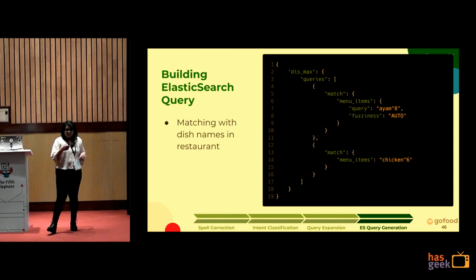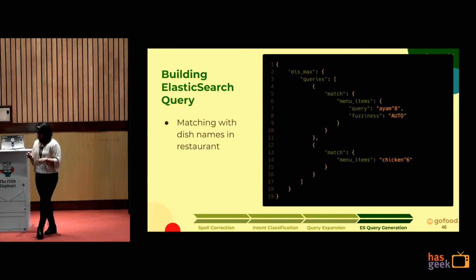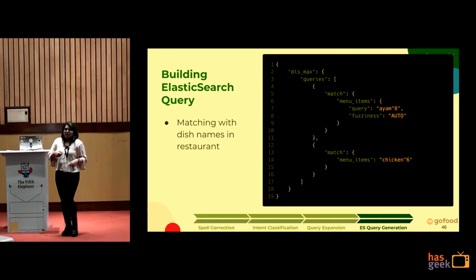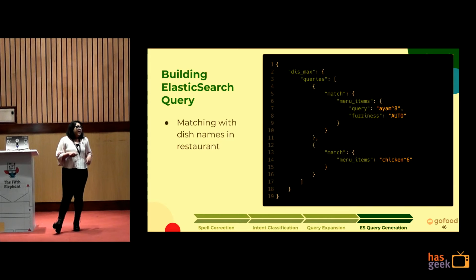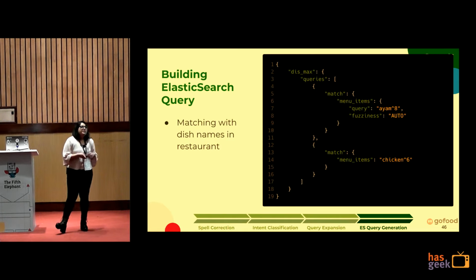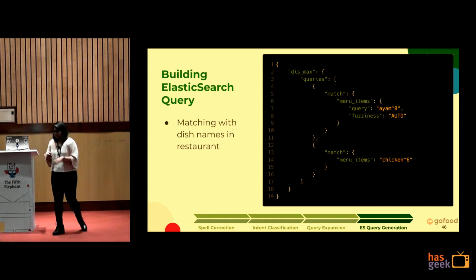So this is very similar, the match with the menu items or the dish names within that restaurant. And this clause is very similar to what the restaurant name matching clause was, except that the boost values will be a function of, instead of the intent probability being a restaurant, the intent probability of it being a dish.